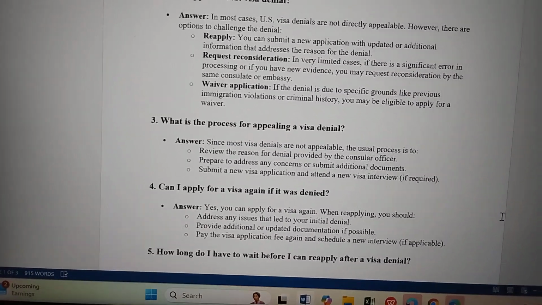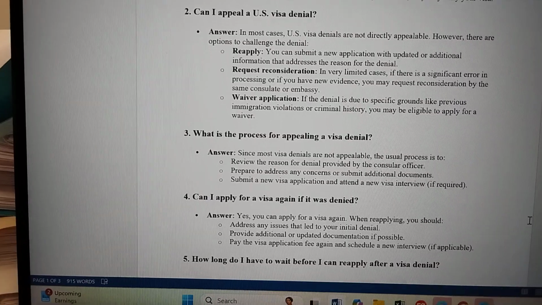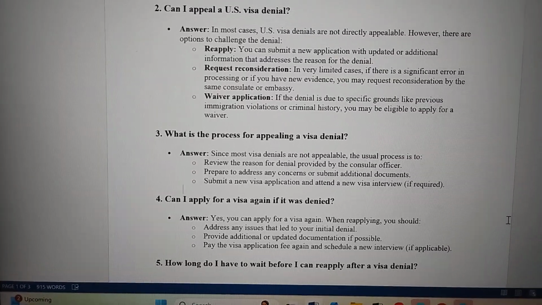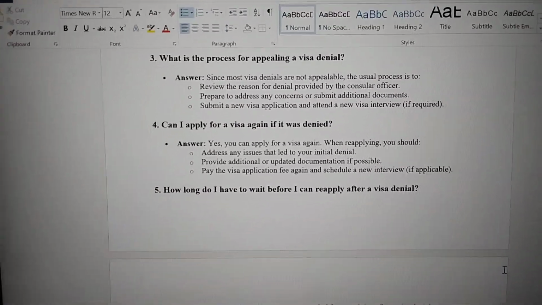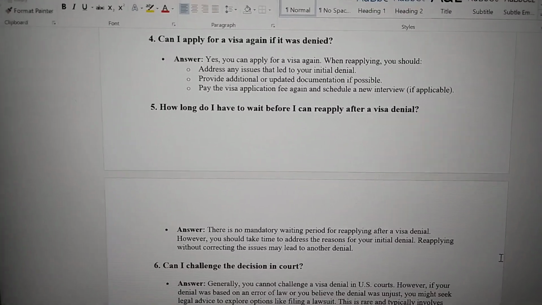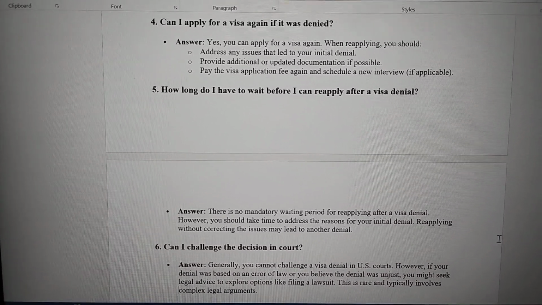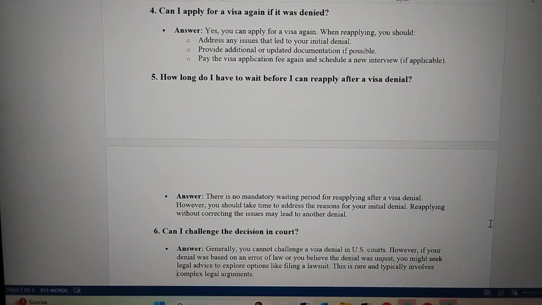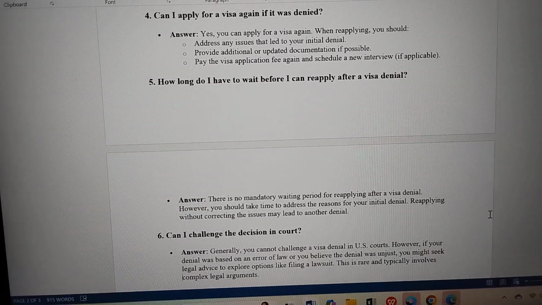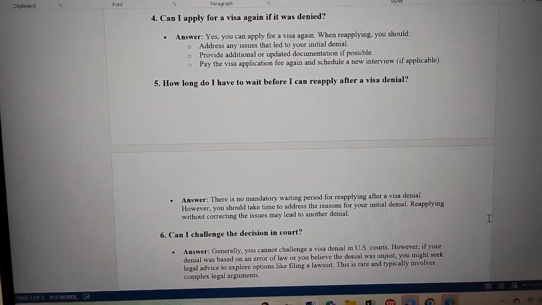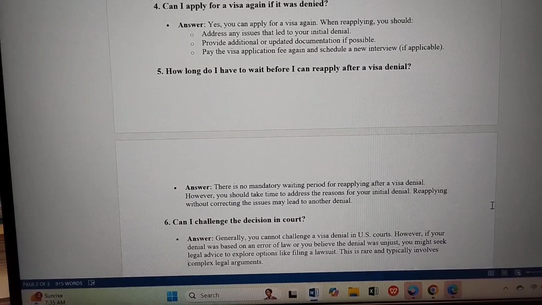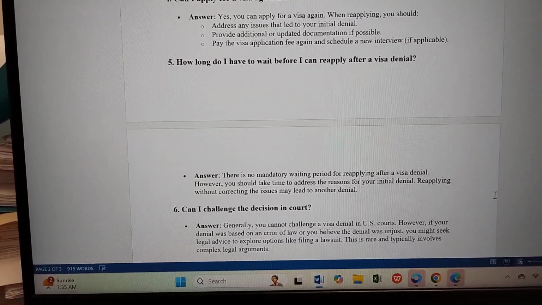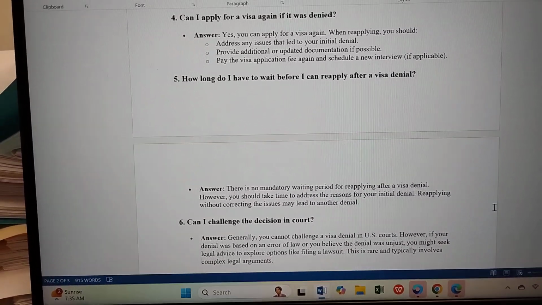Question 4. Can I apply for a visa again if it was denied? Yes, you can apply for a visa again. When reapplying, you should address any issues that led to your initial denial. If there was a reason why your previous visa application was denied, then when you are reapplying, you must address that particular issue. Provide additional or updated documentation if possible. Pay the visa application fee again and schedule a new visa interview if applicable.